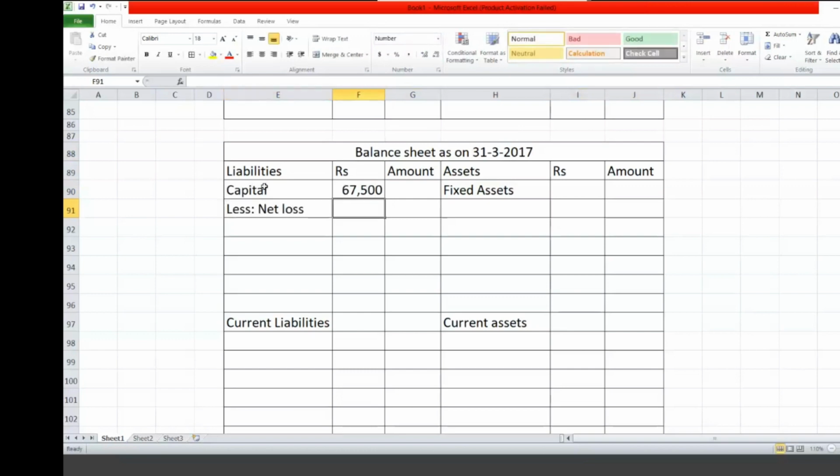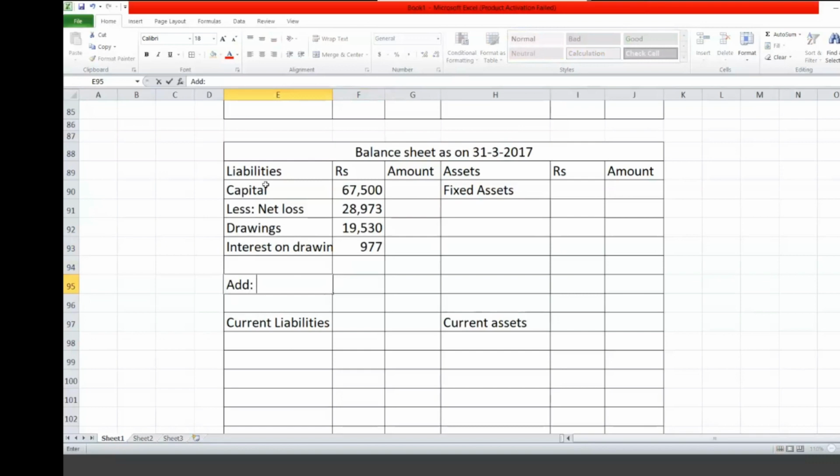What is the amount of net loss? You calculated it, it is 28,973. There are so many things to subtract. Now let us do it at a time. Drawings also we are going to subtract. What is the amount of drawings? The amount of drawings is 19,530. Again, interest on drawings also we calculated. What is the amount? We just calculated it as 977.